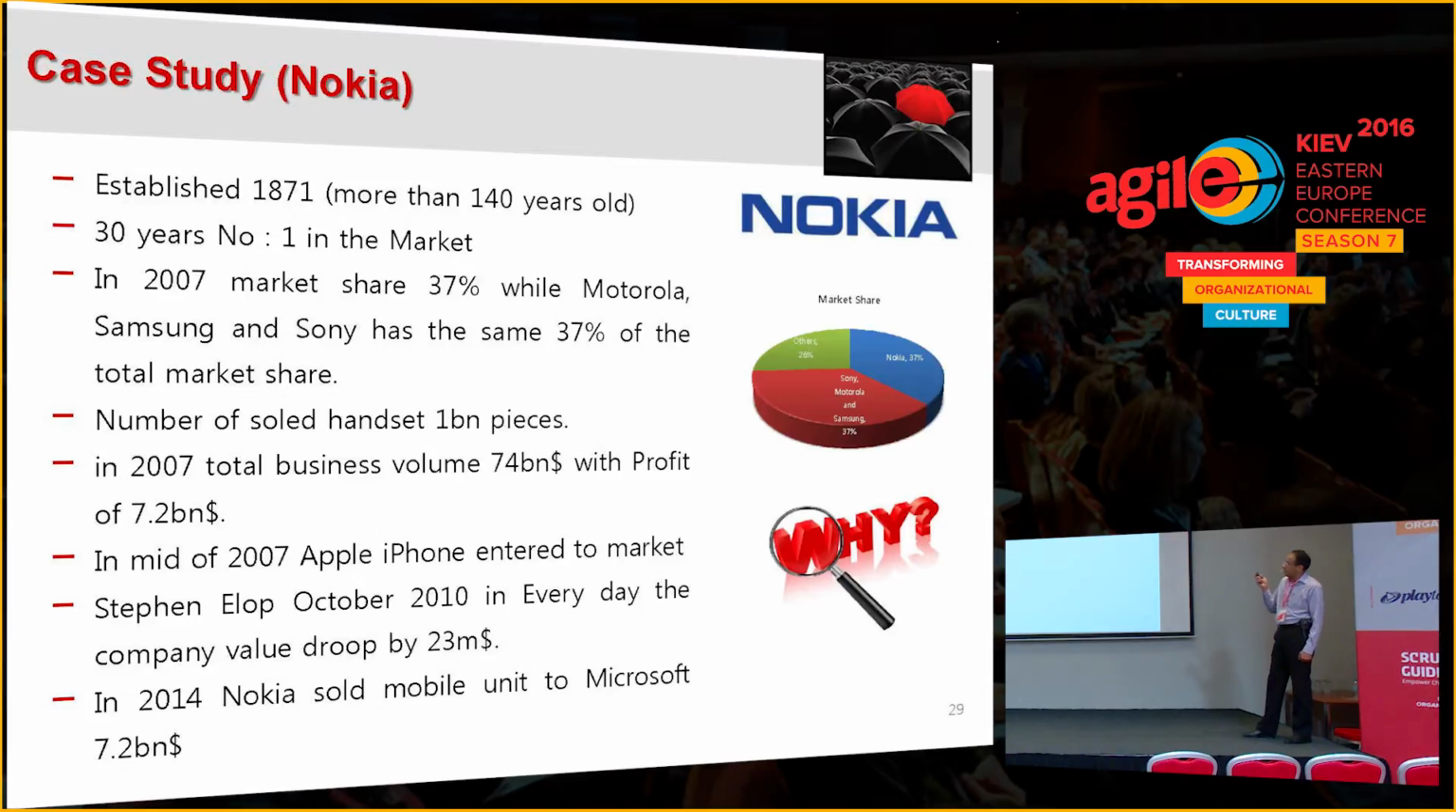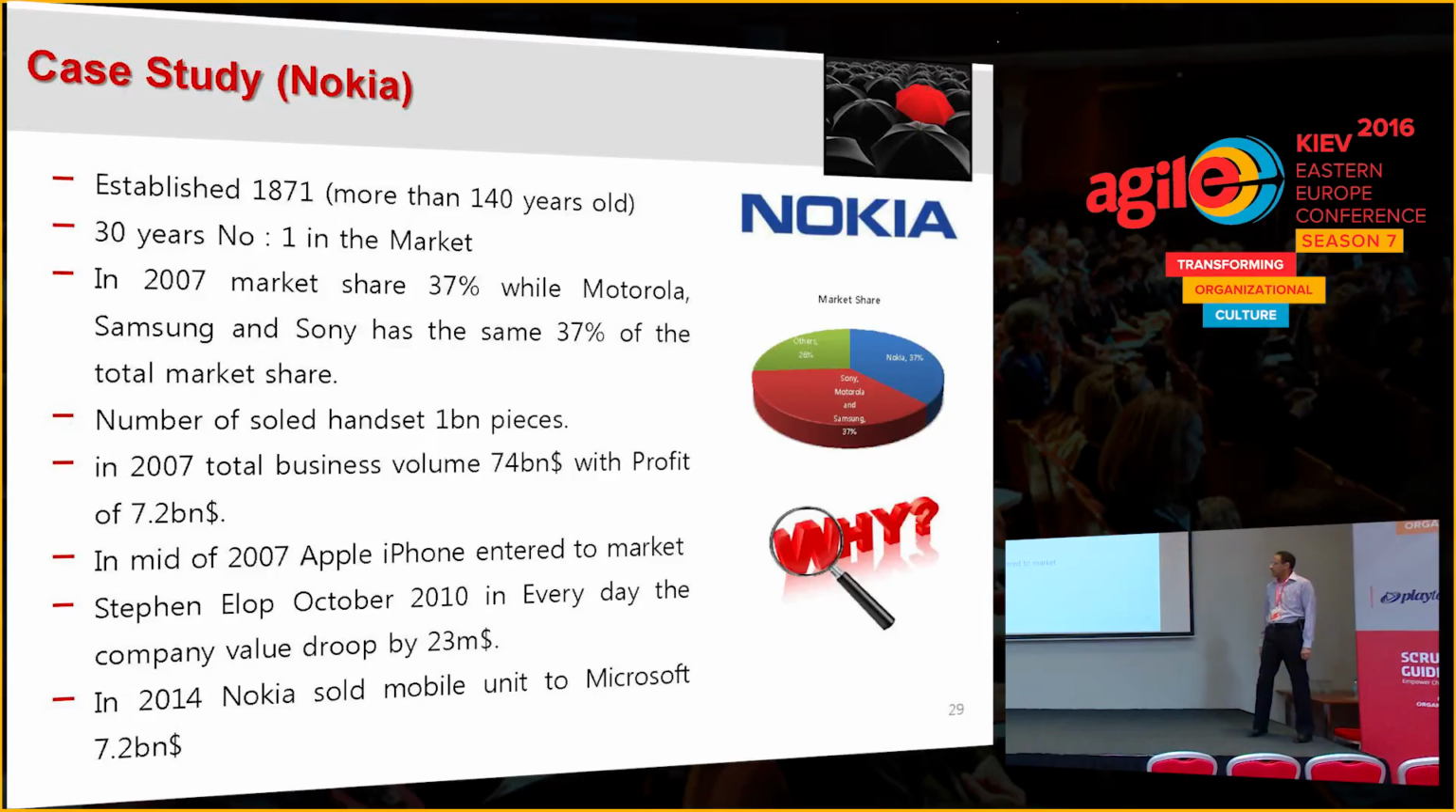In 2007, the market share was 37% for Nokia only. And the other companies around the world, which are Sony and Motorola and Samsung, they got 37% all of them together. The others got 26% of that market. Number one in sold handsets, they sold more than 1 billion handsets as mobile phones. In 2007, the total business volume was 74 billion, with the profit 7.2.